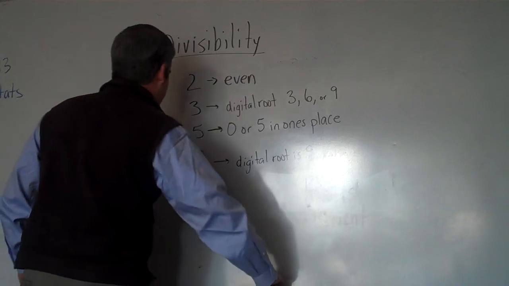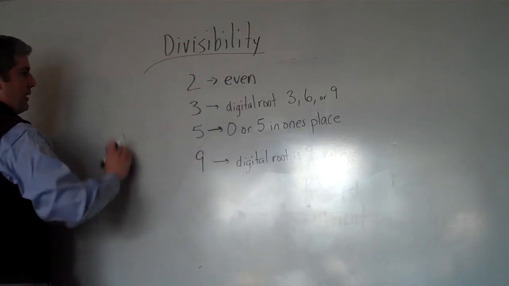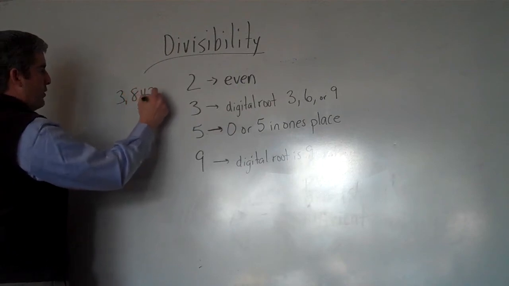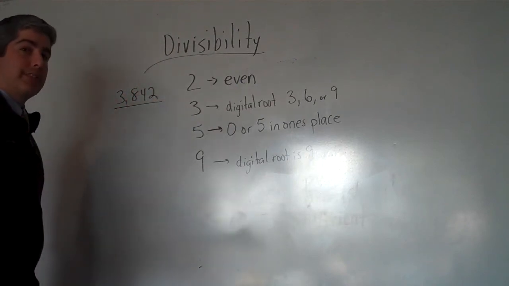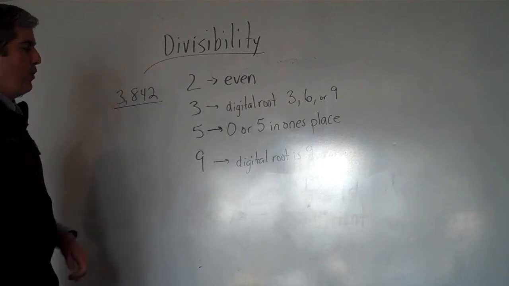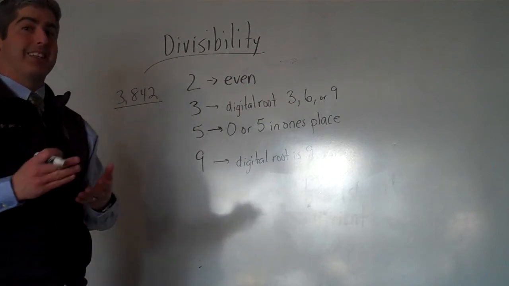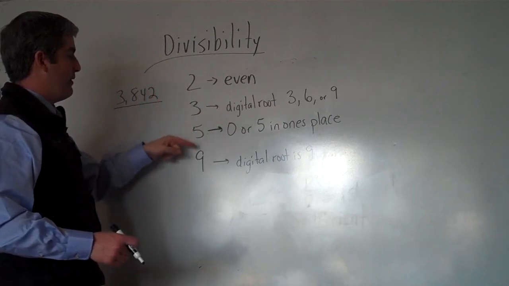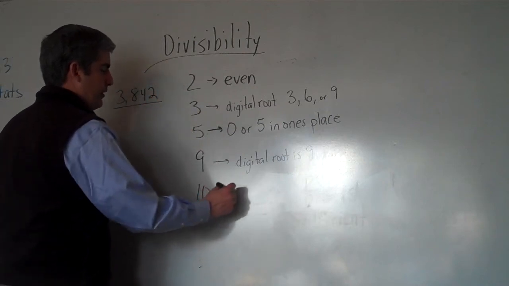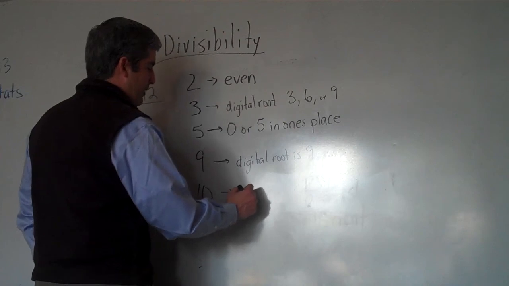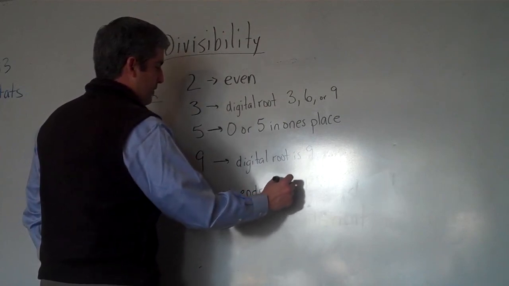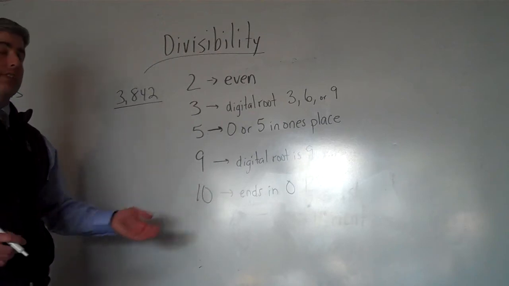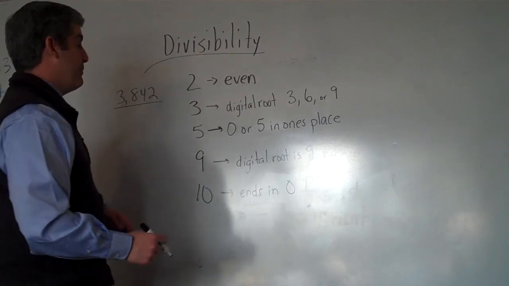So let's do a couple of examples, just to make sure we understand what we're doing. Let's say we have the number 3,842, and I want to figure out what it's divisible by. Just looking at these 4. Obviously it's divisible by several numbers, 1 and itself included in that. But I just want to see if it's divisible by 2, 3, 5, 9. And I'm going to throw 10 in there, because we know if there's a 0 at the end, it's divisible by 10. Also divisible by 5, by the way.